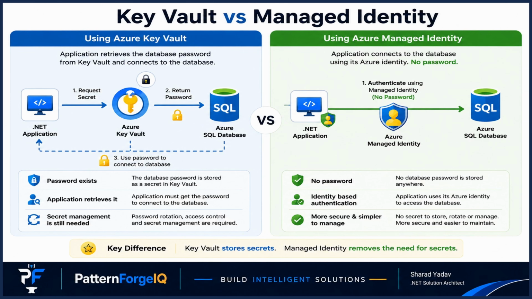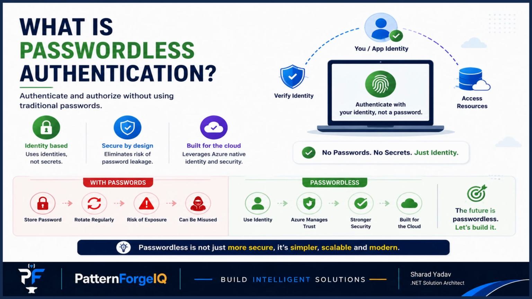And that brings us to passwordless authentication. Passwordless does not mean authentication disappears. Our application still has to prove who it is. The difference is that we are no longer giving the application a database username and password that we have to store, protect, and rotate. Instead, the application authenticates using an identity. Microsoft Entra ID verifies that identity and provides a token that can be used to access the target service. So, authentication is still happening. We are simply moving from credential-based authentication to identity-based authentication.